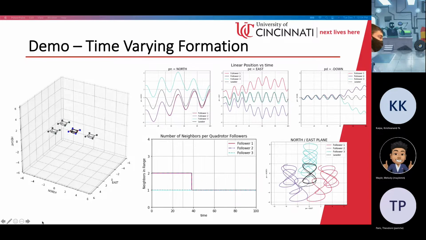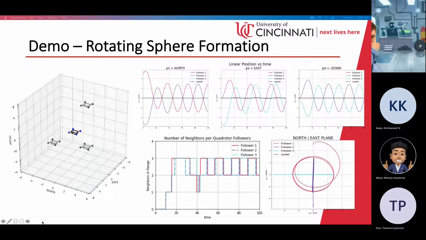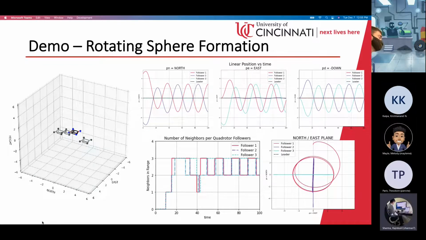On the next one we did a time varying formation. If you watch, the followers will change their triangle formation around the leader. They start off in a horizontal triangle, move forward, and then make a vertical triangle. Again, when this is happening, each follower's location from the leader is being used to control it. It's being told at a certain point to go in a certain formation, and then based on the time, it was changing formations. As you can see in the bottom, we show the number of neighbors per quad rotor follower.